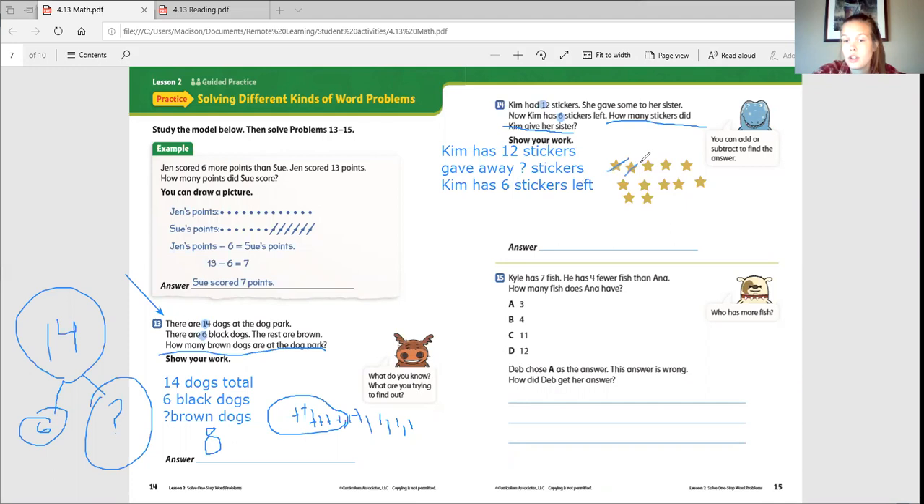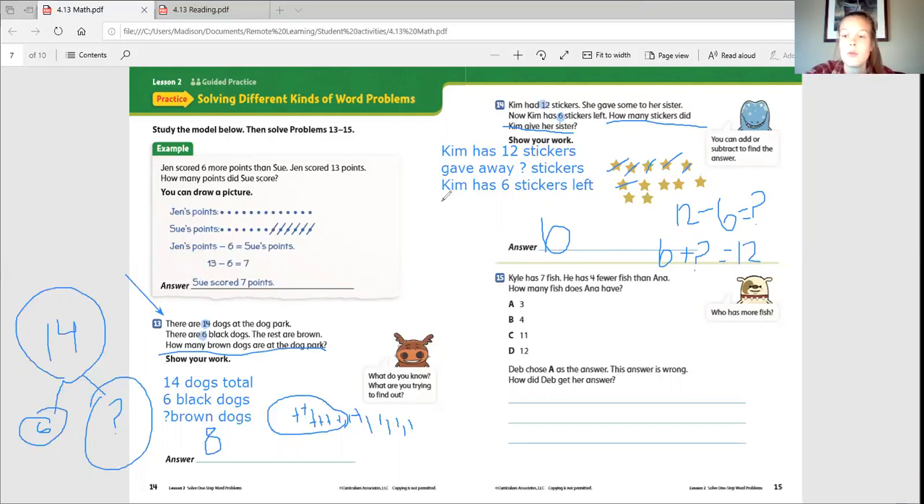So 1, 2, 3, 4, 5, 6. Now let's count how many are left. 1, 2, 3, 4, 5, 6. So she gave away 6 and had 6 left. So our answer is going to be 6. If I wanted to write an equation for that, I could do 12 minus 6 equals our question mark. We could have also done 6 plus our question mark equals 12.